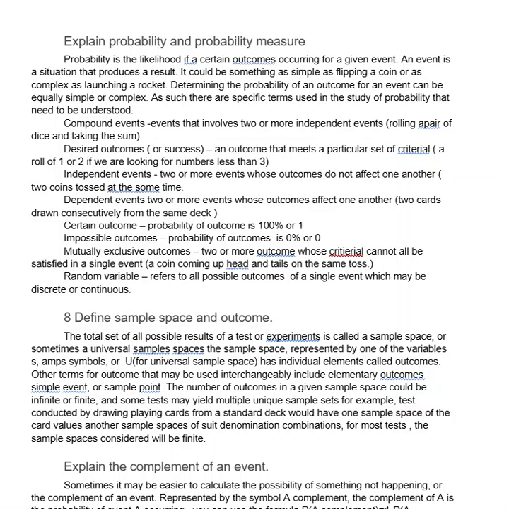Independent events: two or more events whose outcomes do not affect one another. Example, two coins tossed at the same time. Next definition, dependent events: two or more events whose outcomes affect one another. Example, two cards drawn consecutively from the same deck of 52 cards. So it would be 52, then 51.